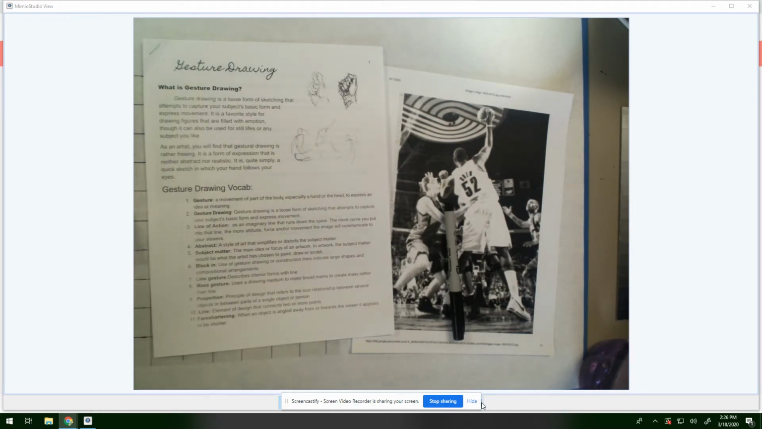Gesture drawing is just a style of drawing where the artist quickly jots down the information that they're seeing. A lot of times it was used for figure drawing or drawing people in motion. So it's often a favorite drawing style for most students because it involves a lot of sketching. It's very loose. It's not based on realism, neither is it based on abstraction. It's kind of a little bit in between.